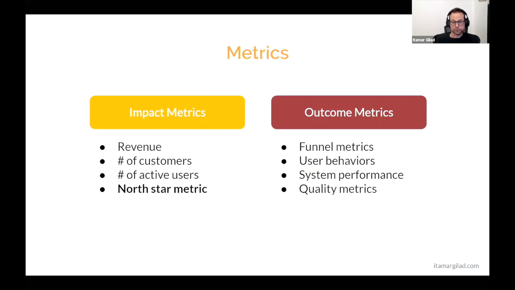Instead, let's use metrics. Actually, in this day and age, there's no excuse not to use metrics. So two types of metrics. One is impact metrics, which I will talk about in a second. And the other are outcome metrics. Outcome metrics are usually about behavior. Either it's user behavior, customer behavior, or if you're developing a system for internal people, internal employees, their behavior. And this can be captured in funnel metrics, in other types of submetrics. But sometimes you want to also focus on system performance or on quality metrics, like number of errors reported.